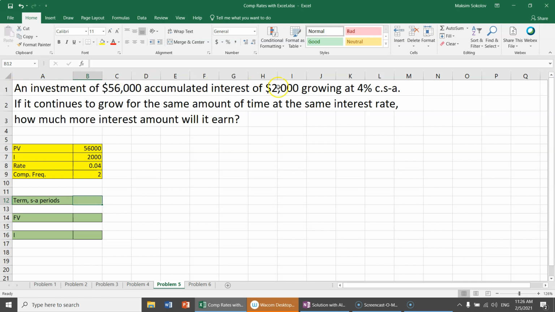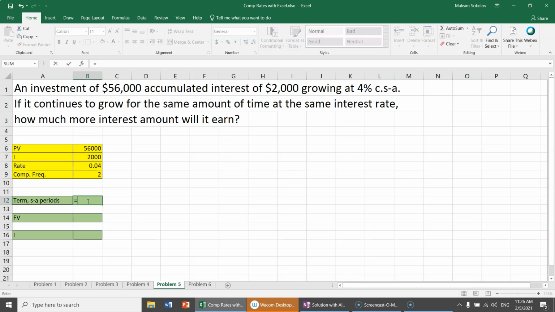We'll use the first part of the problem to give us the information to find the amount of time. The information has already been pre-entered here. So in cell B6, we have present value $56,000, then we have interest $2,000. In cell B7, the rate is 4% compounded semi-annually. We'll be looking for term in cell B12.